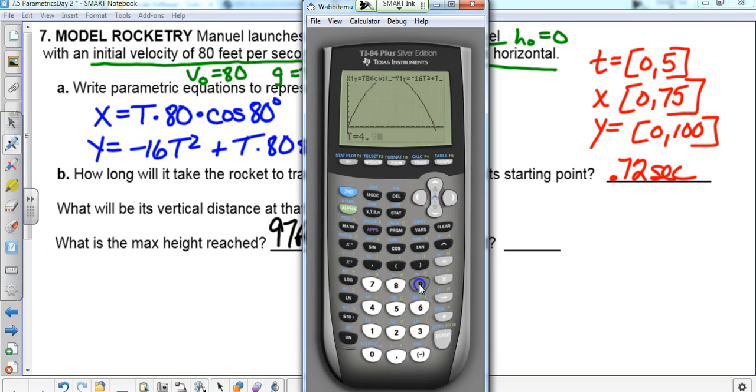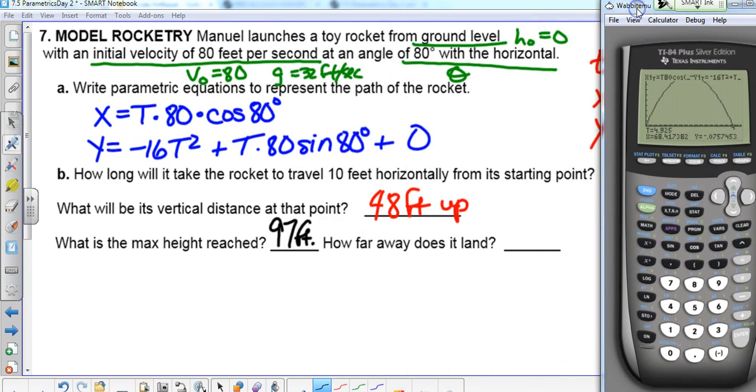4.92. 4.93. I don't know. What gets us closer? 4.925. There, it's got a 0. It's right around 4.9. About 4.92 something seconds. But that doesn't answer the question. How far away does it land? 68 point something feet, right?